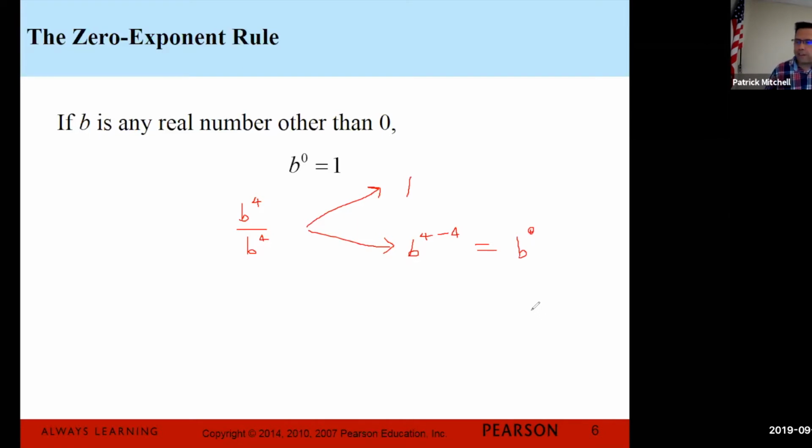The only place it falls apart is if b is 0, because then this thing is undefined. Okay. 0 to the 0 is actually something you talk about in calculus. It will always be undefined, all right? But it will be something that you talk about in calculus when you talk about limits. All right.